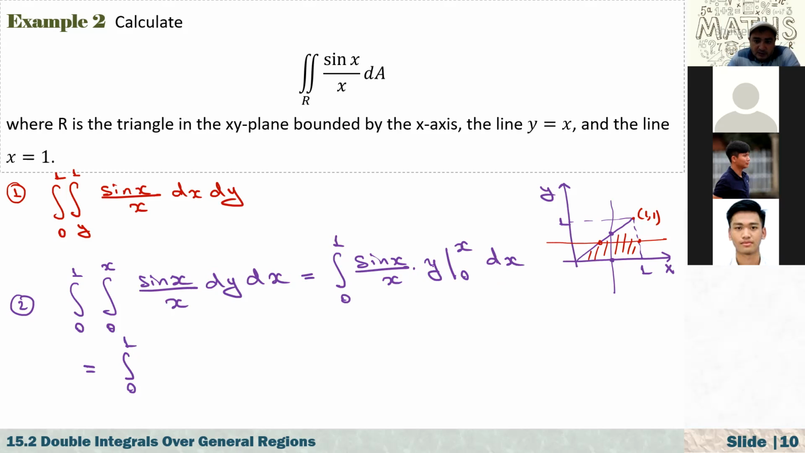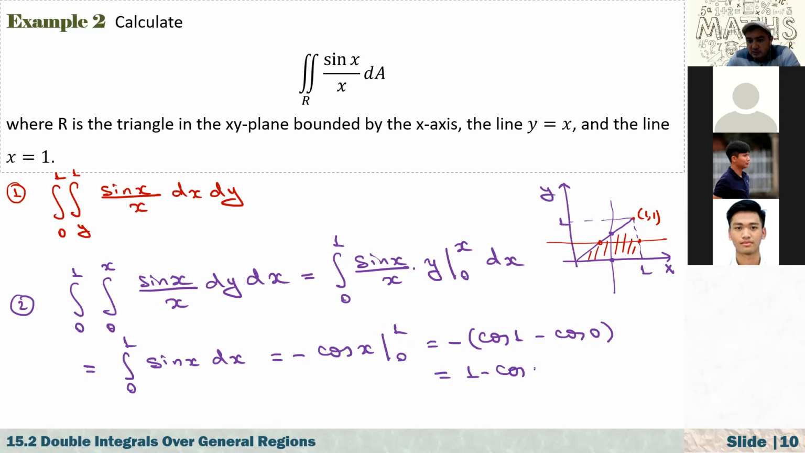When it is x, here we have x, right? X over x is gone. What is left here? Only sine of x. So here we have the integral of sine x, which is equal to minus cosine of x, changing from 0 to 1. So that is minus cosine of 1 minus minus cosine of 0, which is equal to 1 minus cosine of 1. Okay, then approximately we can evaluate this.